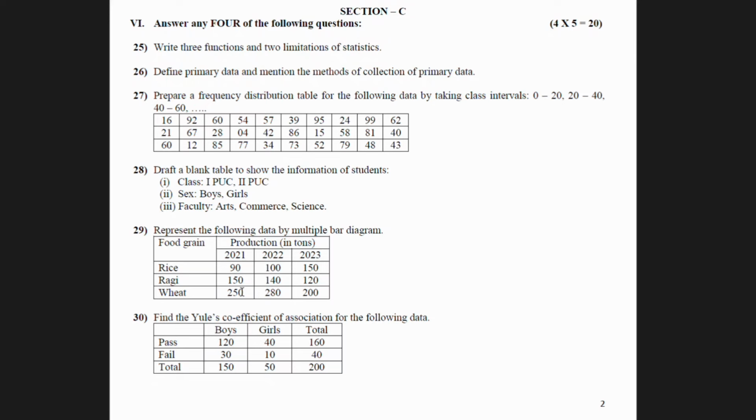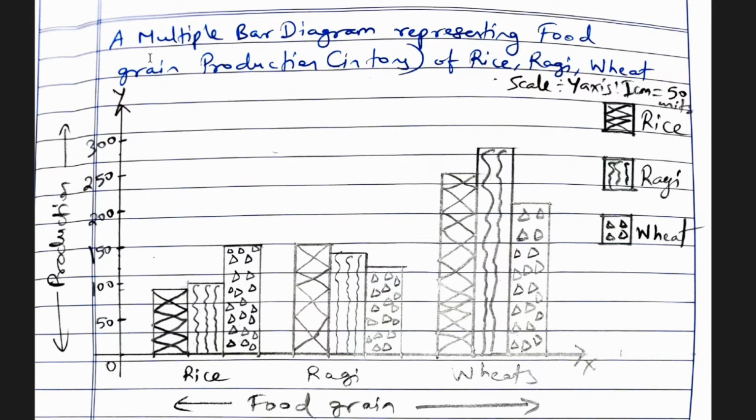Now, how to draw this? Even for a diagram, the first thing we have to do is write the title. So write the title here: a multiple bar diagram representing food grain production (in brackets, in tons) of rice, ragi and wheat. Now, this is a diagram, so we can draw this on paper.